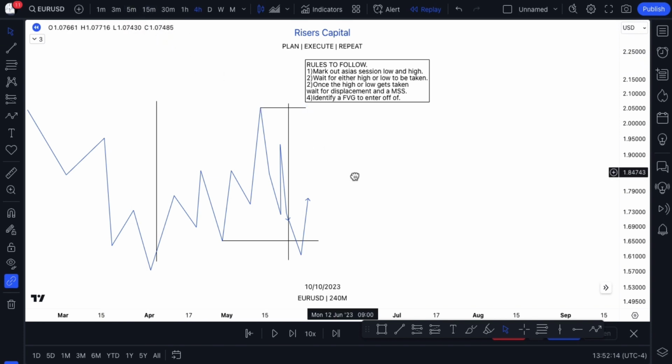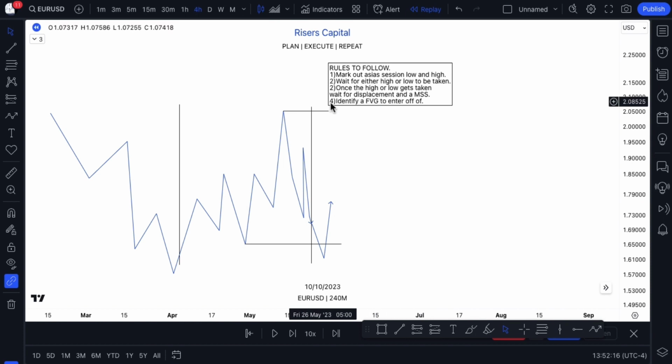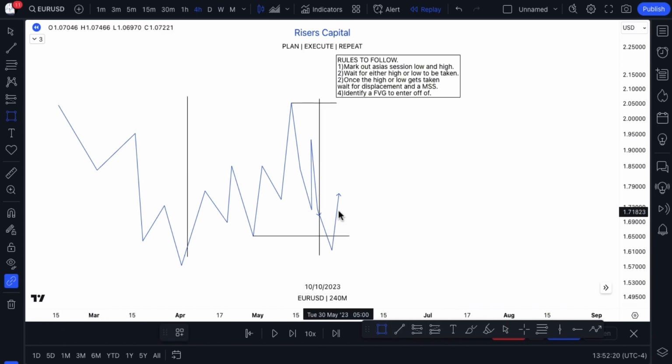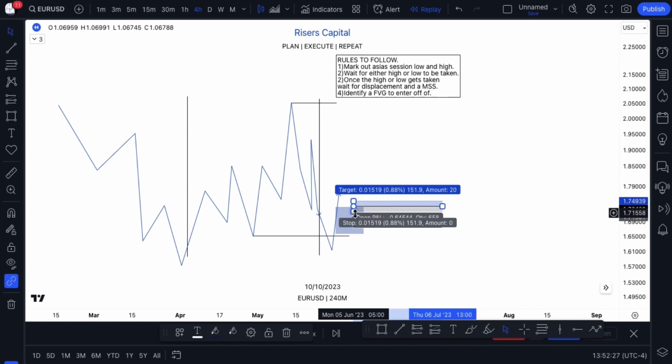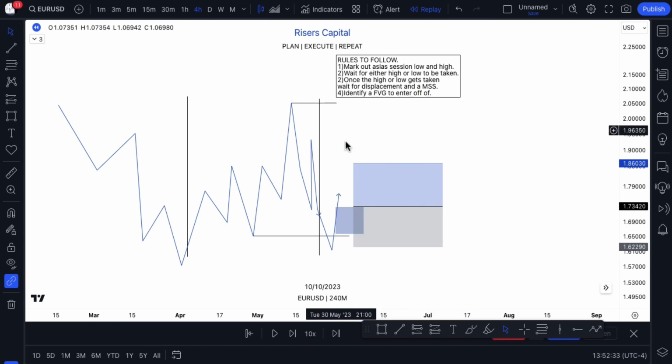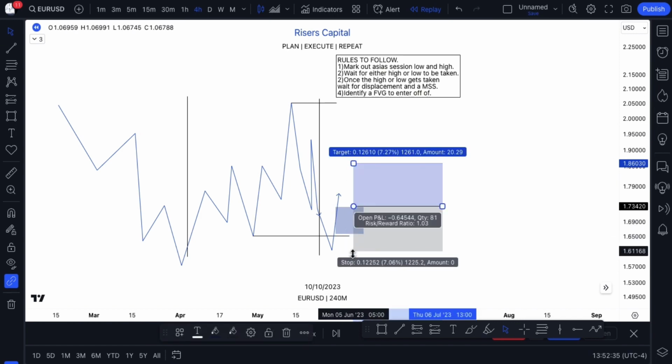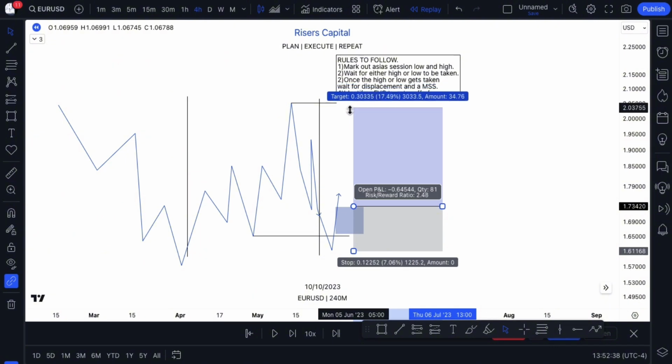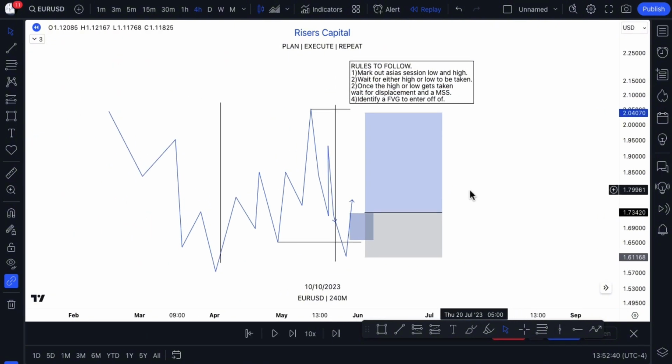a market structure shift. Now once you've done that, you want to identify a fair value gap to enter off of. So there may be a fair value gap within this displacement leg, and your entry should be at that fair value gap, low below the fair value gap or at the low, or just cover this low. And then your targets will be Asia session highs or any external highs, etc.